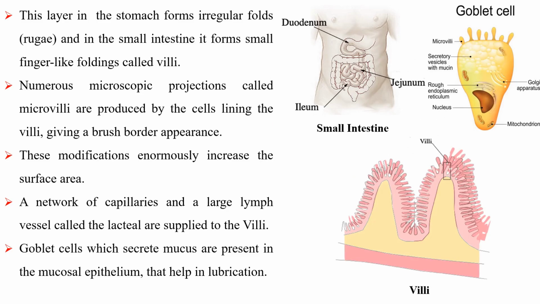This layer in the stomach forms irregular folds, and in the small intestine it forms small finger-like foldings called villi. Numerous microscopic projections called microvilli are produced by the cells lining the villi, giving a brush border appearance. These modifications enormously increase the surface area. A network of capillaries and a large lymph vessel called the lacteal are supplied to the villi. Goblet cells which secrete mucus are present in the mucosal epithelium that help in lubrication.